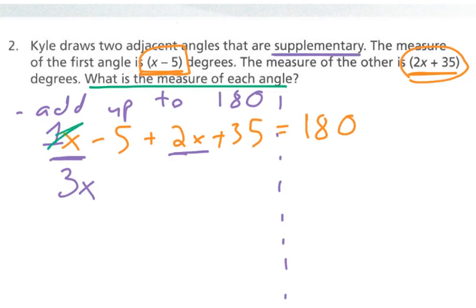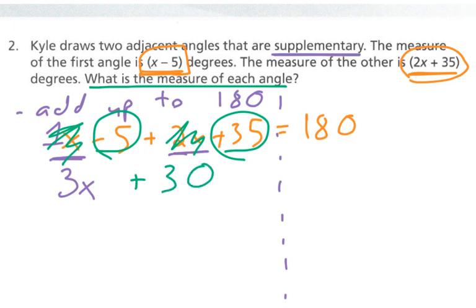So I'm done with these. So I'm going to mark those out. But now I have a minus 5 and a plus 35. So really that's like subtraction. So what's 35 minus 5? 30. So I have 3x plus 30, and then I'm going to bring down my equals and my 180.